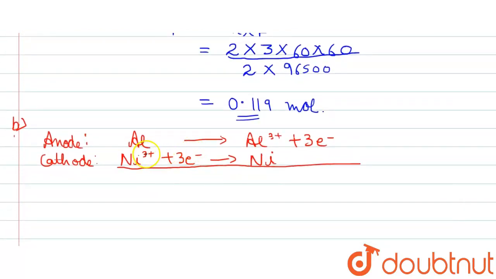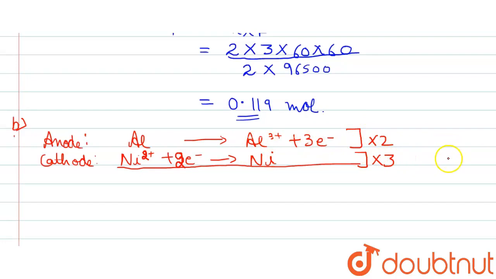So here we can write that nickel will be 2 plus and it will gain only 2 electrons. So to balance this equation, first we will have to balance the electrons that are here. So here it is 3 and here it's 2. So we will multiply the first equation with 2 and the second equation with 3.